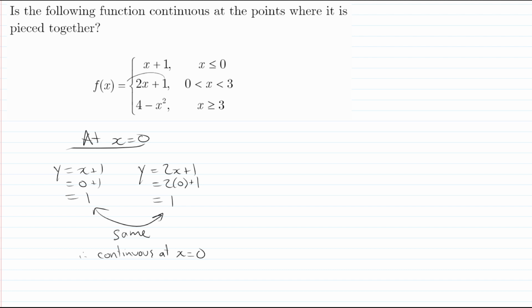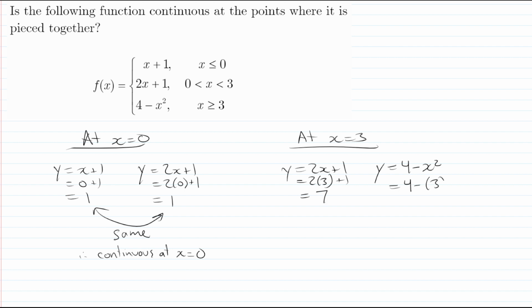Let's check where we switch from this piece to this piece and see if we have a jump discontinuity there. At x equals 3, let's take a look at what happens with our 2x plus 1 function and our 4 minus x squared function. We'll substitute in 3 for x because that's where we switch. 2 times 3 is 6 plus 1 is 7. And 4 minus 3 squared is 4 minus 9, which is negative 5.